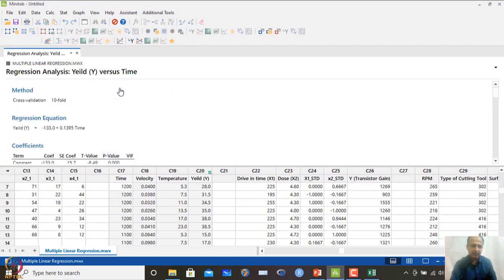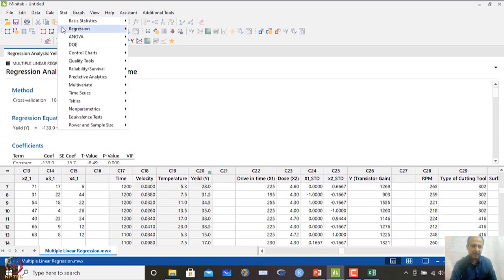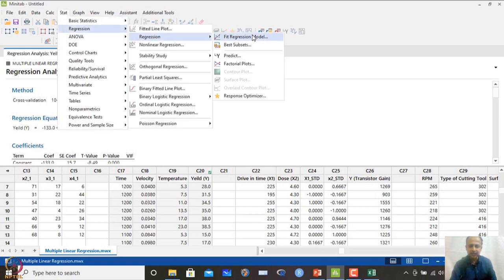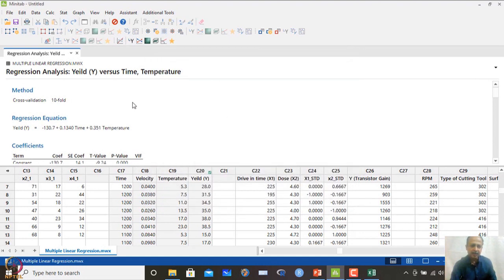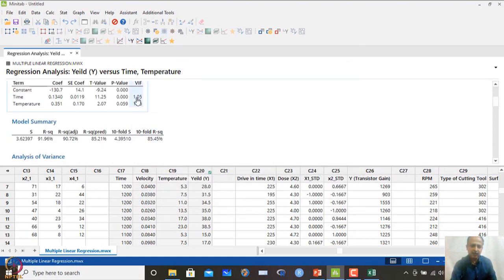So, the multicollinearity problem when we are considering both the variables over here. If I consider both the variables, in that case we are not getting any multicollinearity issue over here. So this time and temperature, if we consider both of them, the variance inflation factor is around 1.05, which is quite satisfactory.